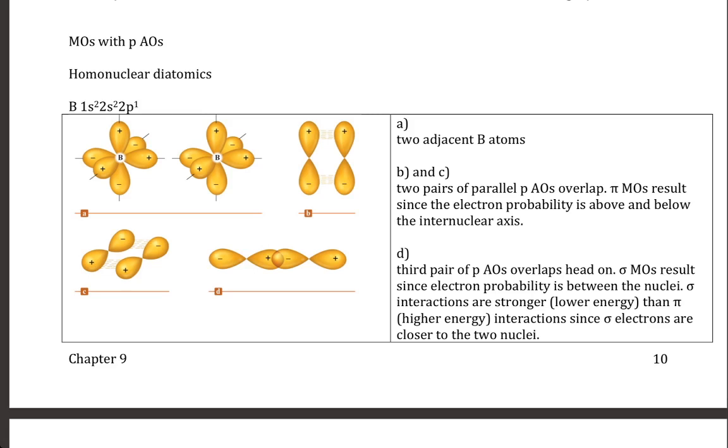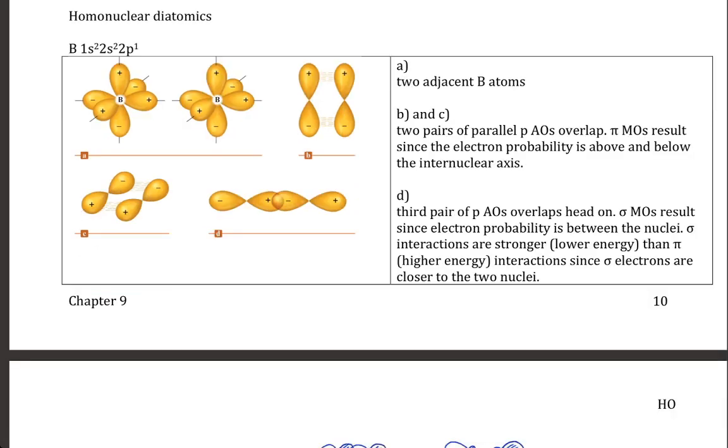And we will look at homonuclear diatomics. That means we have 2 atoms involved, homonuclear meaning they're the same, like B2, C2, and so forth, N2. We will look first at boron, 2 boron atoms together.